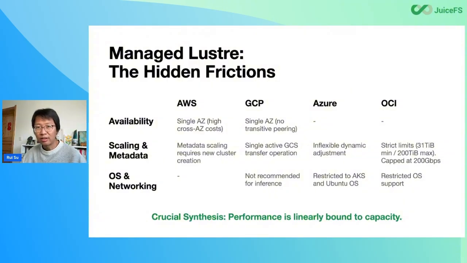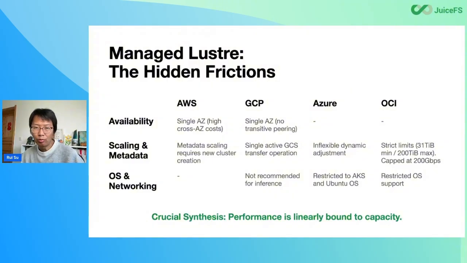Now, the last is OCI. OCI has a strict size limit. For each file system, the minimum capacity is 31 terabytes, but the maximum is only 200 terabytes. Unlike Azure, OS support is limited. OCI mainly supports Ubuntu 22.04 and Oracle Linux 8.